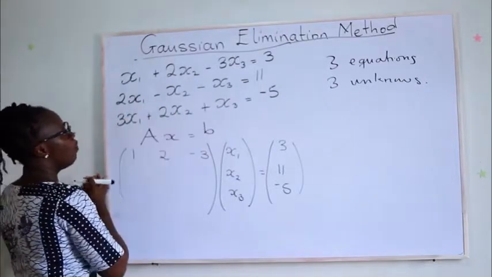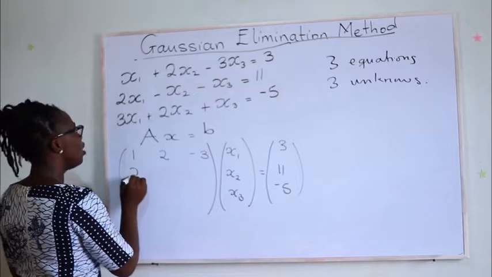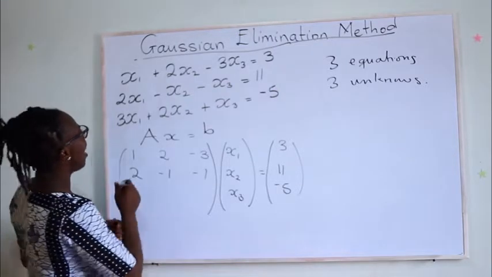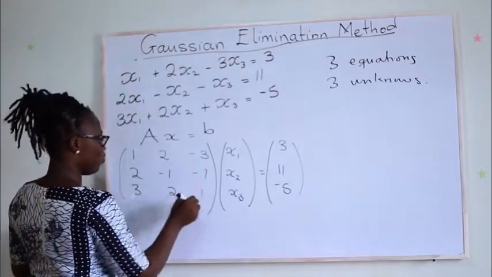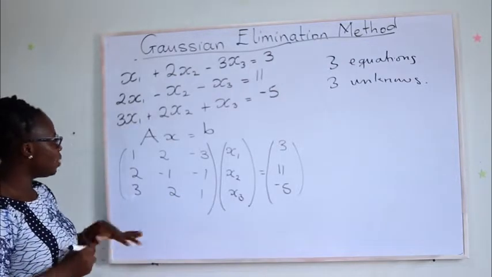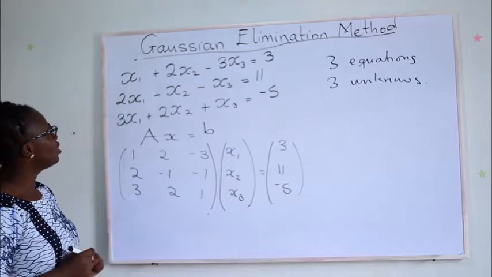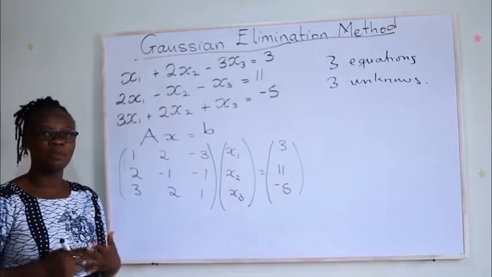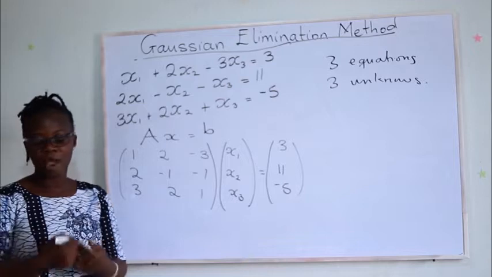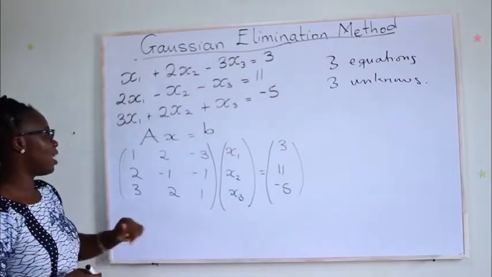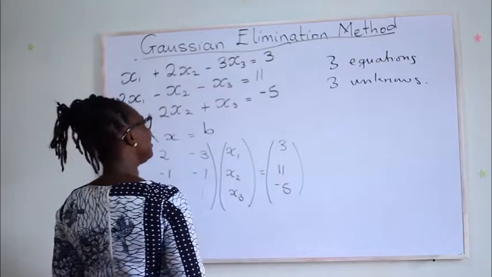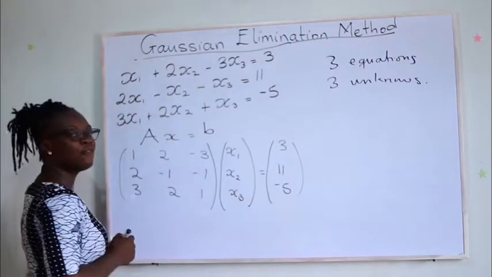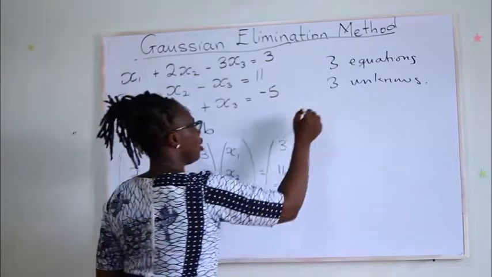The coefficients of equation 2, which is my second row, are 2, minus 1, minus 1. Then I have 3, 2, and 1. Okay, very good. So I have been able to write my set of equations in a matrix form. If I want to use the Gaussian elimination method, then the first thing to do is to write the augmented matrix. The augmented matrix is attaching your B, the column matrix, to the matrix A at the right.